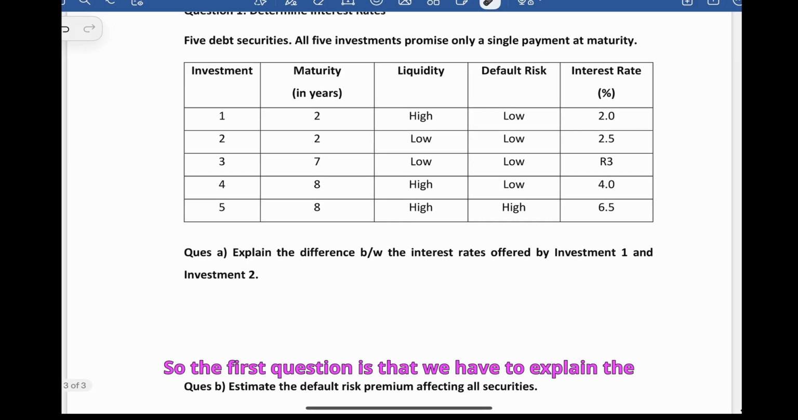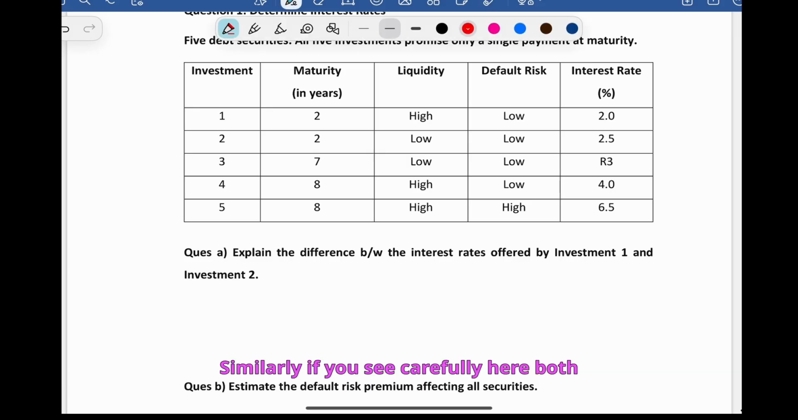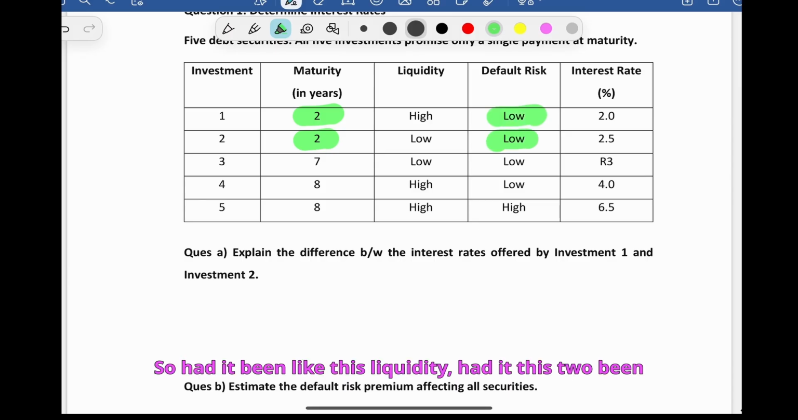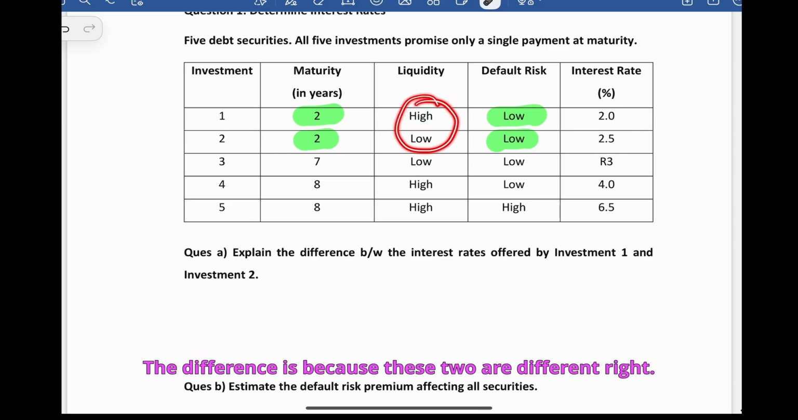So the first question is that we have to explain the difference between the interest rate offered by investment 1 and investment 2. So investment 1 is this, and investment 2 is this. There is a difference of 0.5%, as you can see. We have to tell why it is different. If you look carefully, for both investments the maturity is the same. Default risk is also the same. Had liquidity also been the same, the interest rate would have been the same. The difference is because these two are different, right?